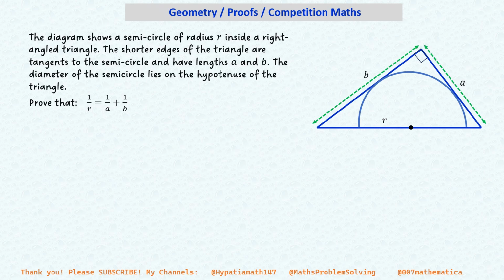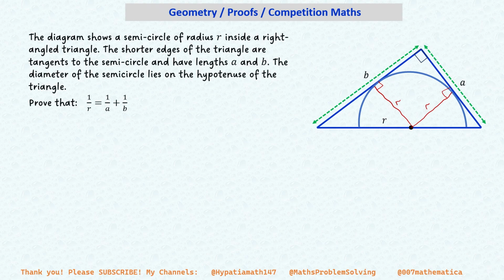What I would do is join the center of the semicircle to the tangent, draw a line from the center to the tangent. That would be the radius, and another radius, and the radius is perpendicular to the tangent. You see, I can say these are both r, and also the tangents drawn from an external point are equal.